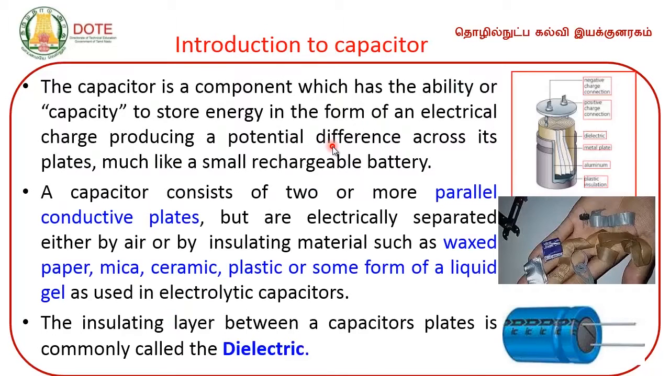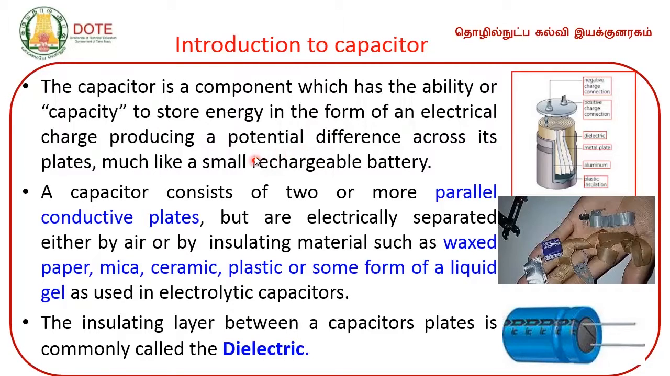Now let us move on our discussion to the capacitor. So what is a capacitor? A capacitor is a component that is nothing but two conductors with an insulator in between. This is the component having the ability or capacity to store energy in the form of electric field. So the inductor is also an energy storing device. The inductor stores energy in a magnetic field, whereas the capacitor stores energy in an electric field.